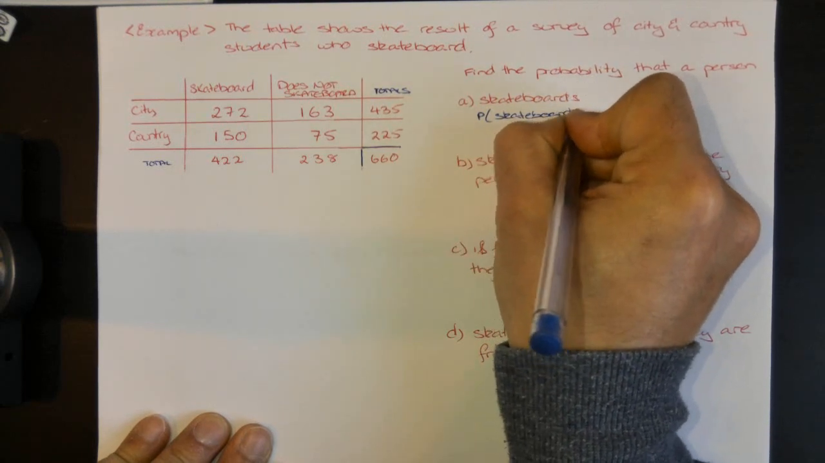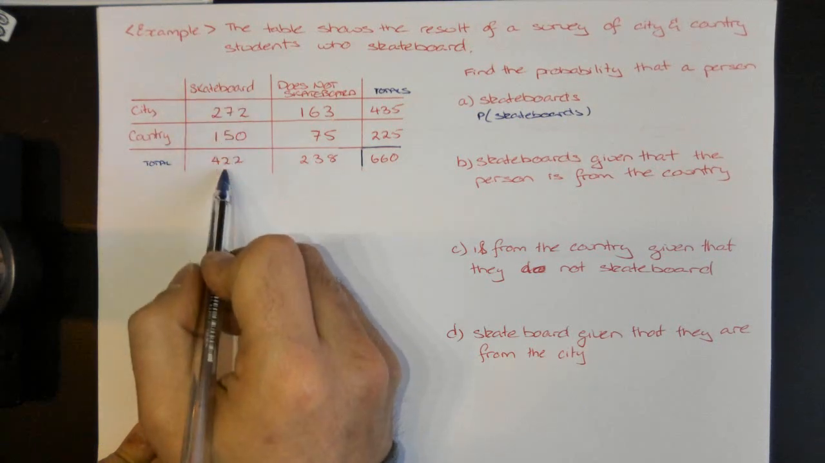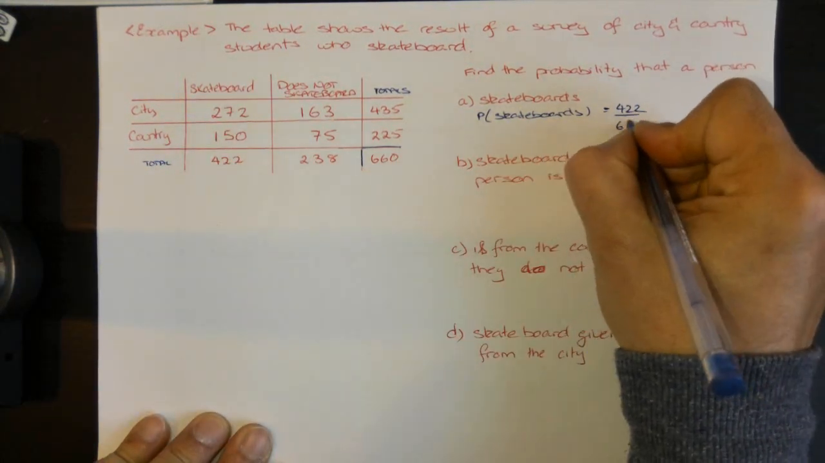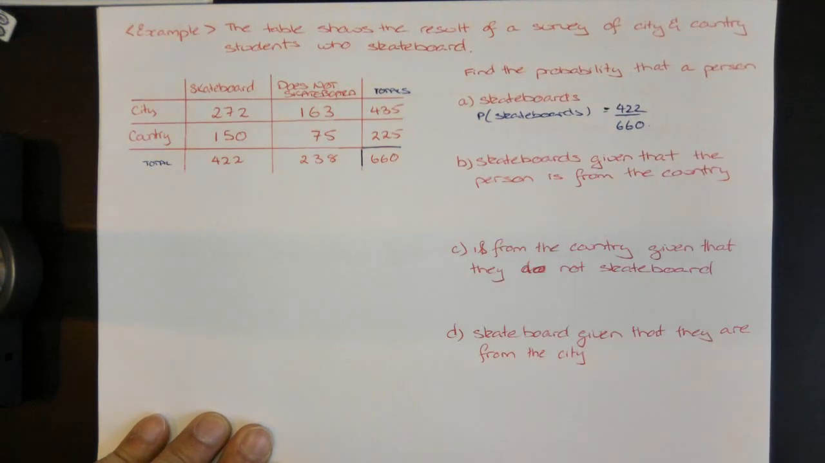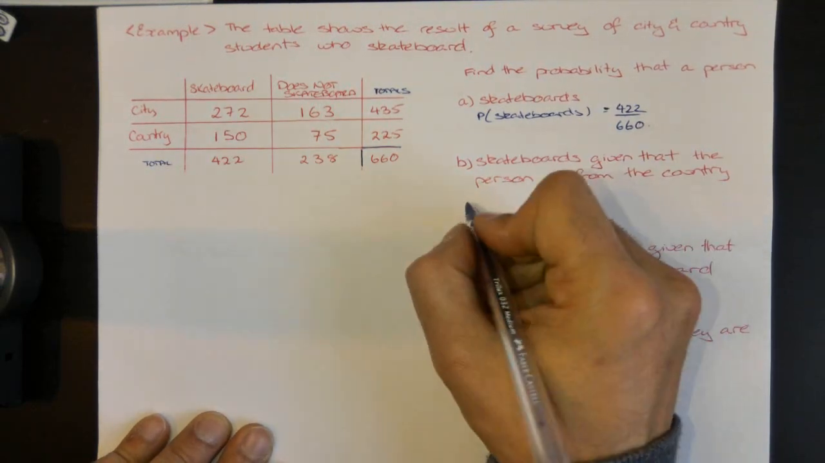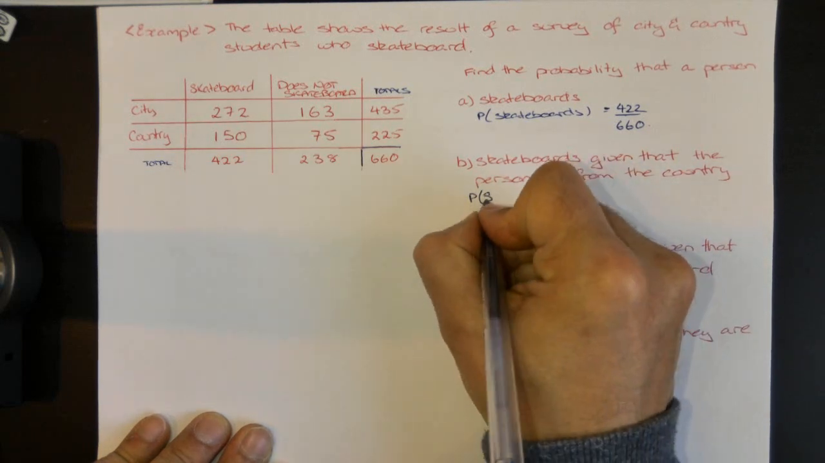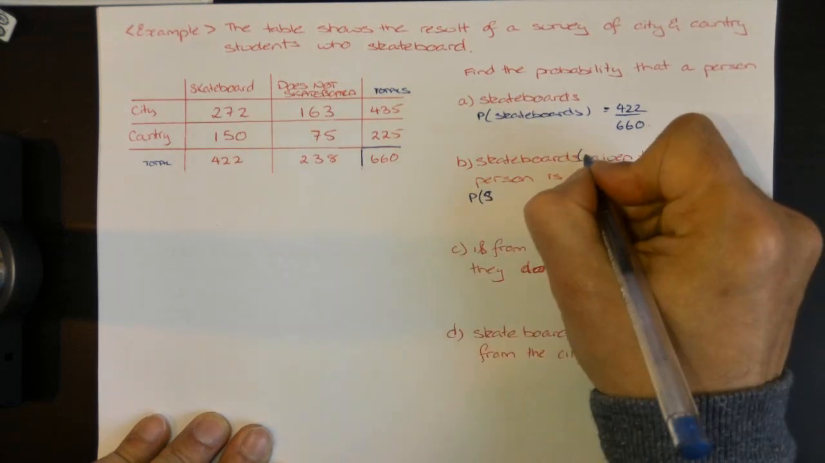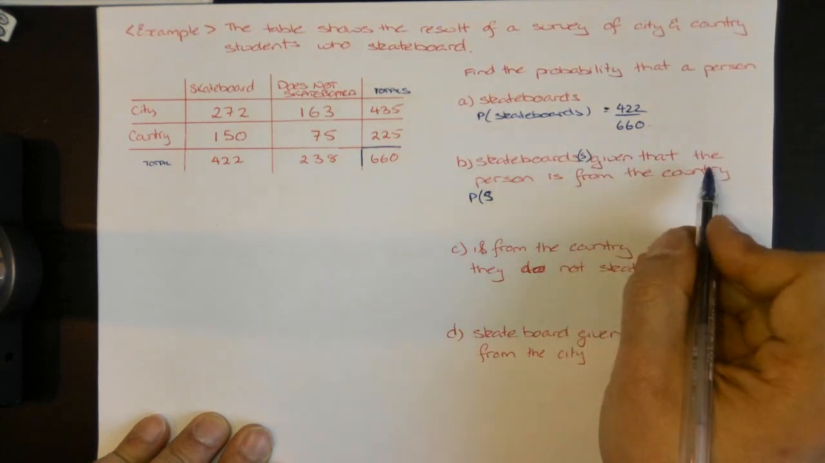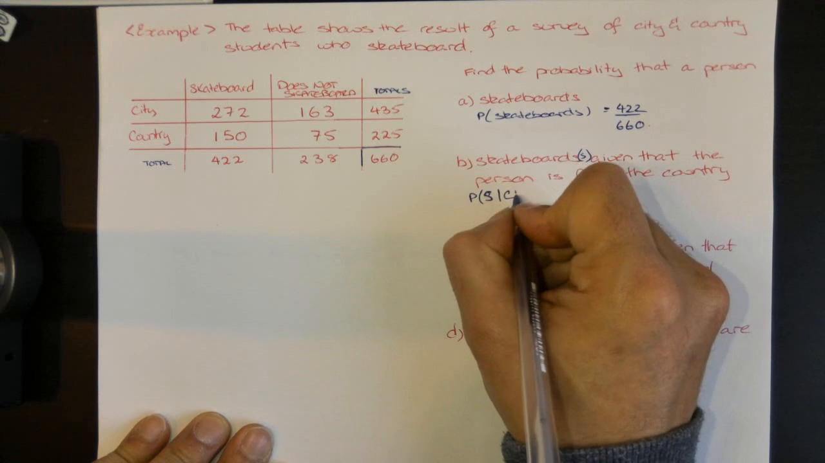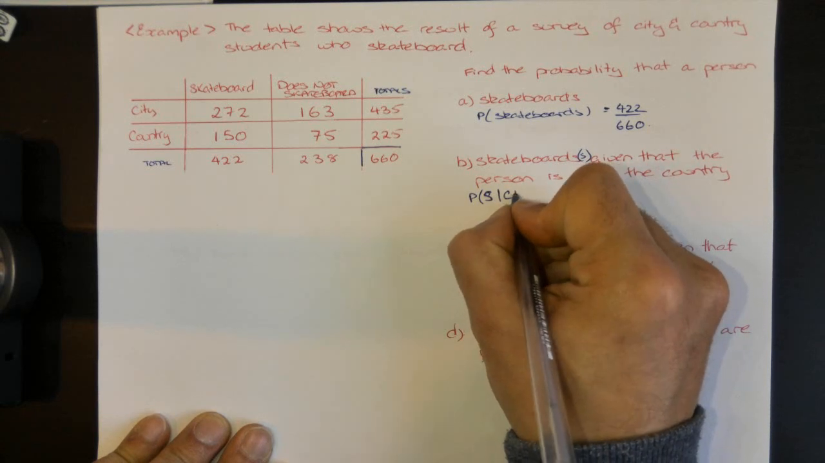So that is 422 over 660. Okay. We want to find, I'm going to use the symbol S for skateboards, given that the person is from the country, I'm going to say CO for country.